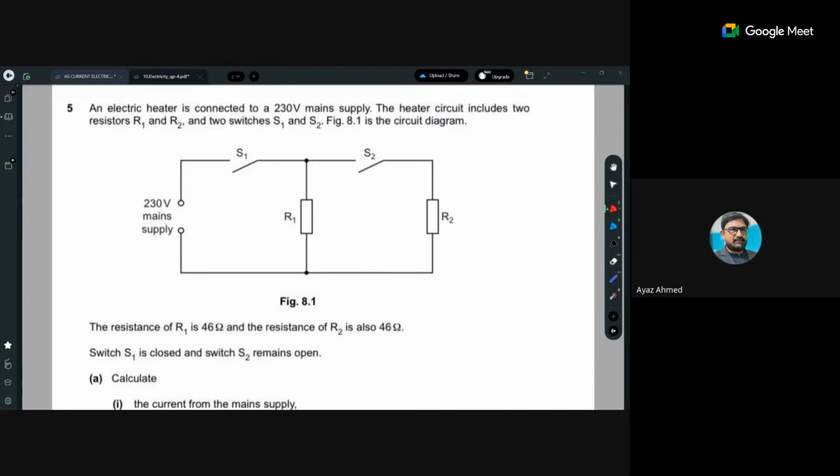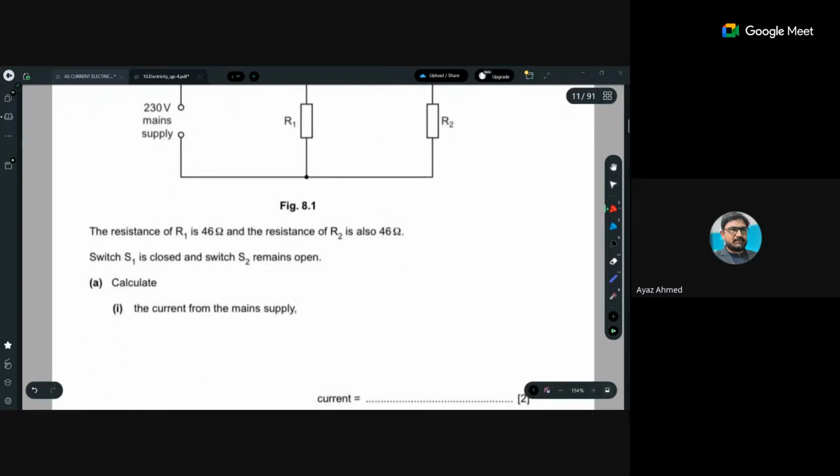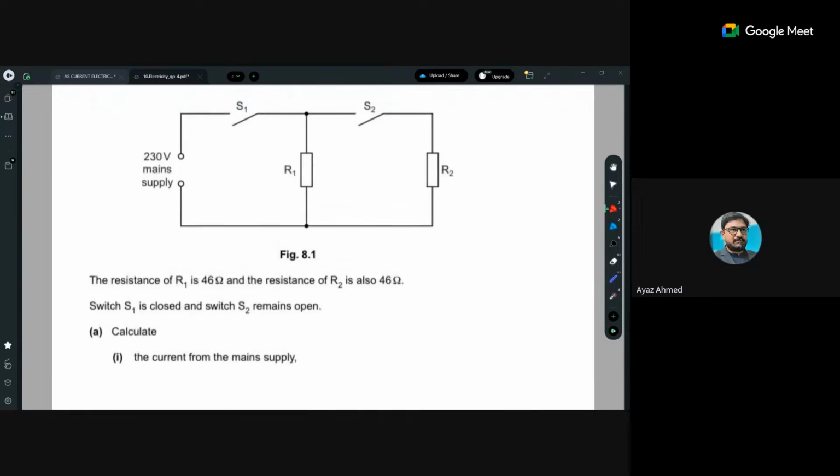An electric heater is connected to a 230 V main supply. The heater circuit includes two resistors R1 and R2, and two switches S1 and S2, in figure 8.1. The circuit diagram is in front of you. The resistance R1 is 46 ohm, so you can write the values in front of that. Resistance R2 is also 46 ohm, identical resistors.